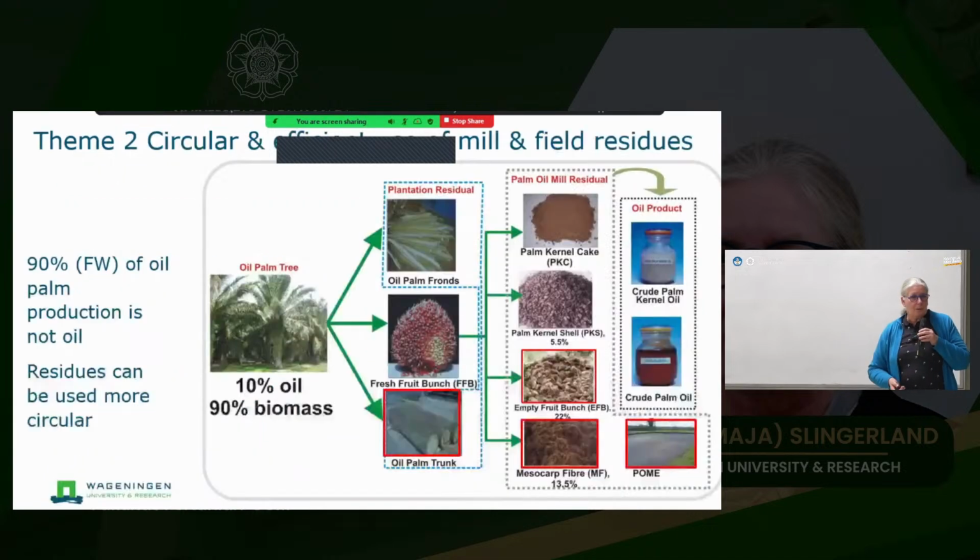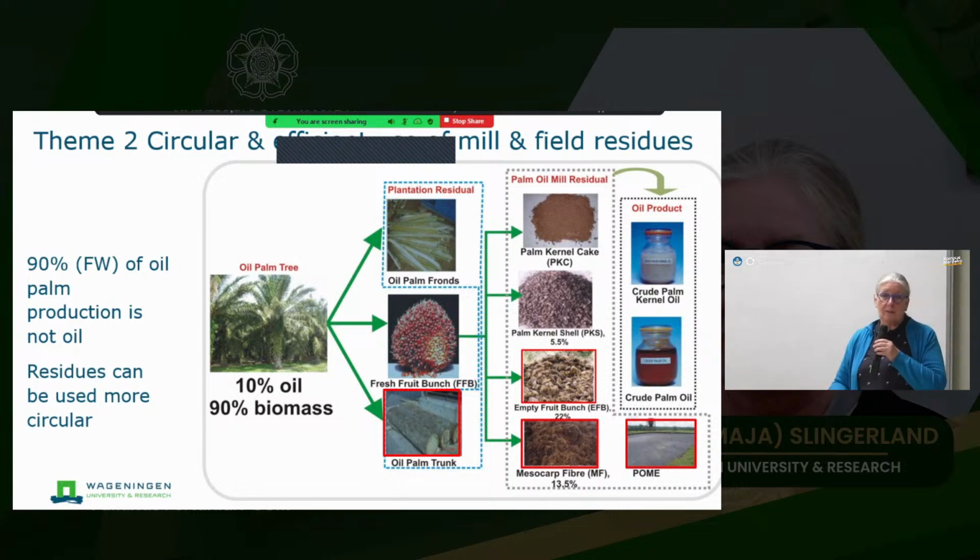So the last one that will be a bit less familiar to you is the biomass. Oil palm, 90% of the tree production is not oil. Sounds very inefficient. Only 10% is what we use as oil and the rest is not oil. But they can be used.